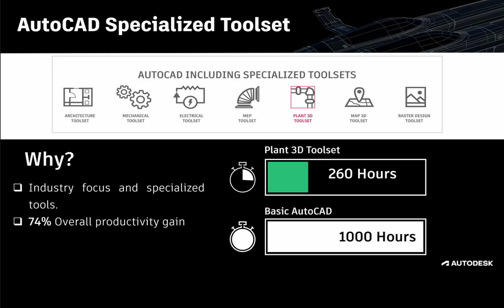And you could see from the report that there was an overall productivity gain of 74%. This is because, of course, you have specialized tools and dedicated tasks that really automate quite a lot of processes that you would otherwise take quite a lot of time on when using your basic AutoCAD. So if you have the AutoCAD industry tool sets as part of your subscription, you do have AutoCAD Plant 3D. So I'd encourage you to have a look into it and get started using it.